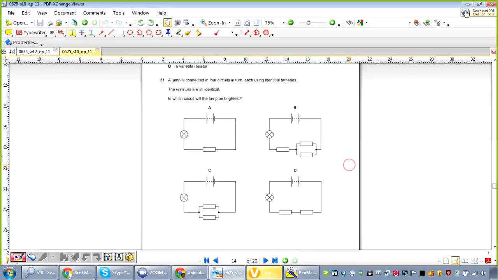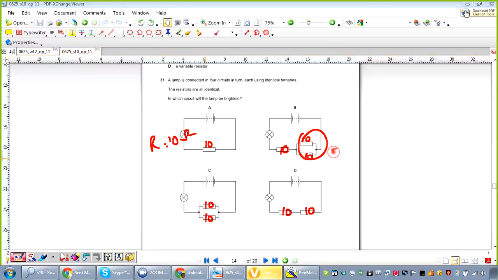So D, which one? The last option. That's wrong. Let me assume here that each one of the resistances is 10. Here obviously the resistance is 10. These both are parallel and equal, so this is going to become 5 and this is 10. So here the resistance is going to become 15.